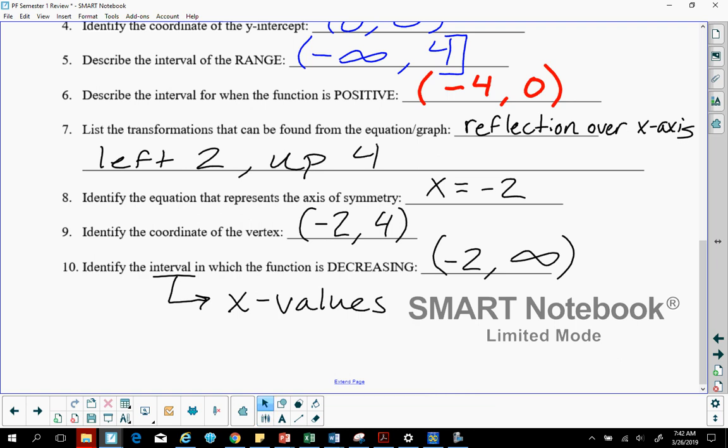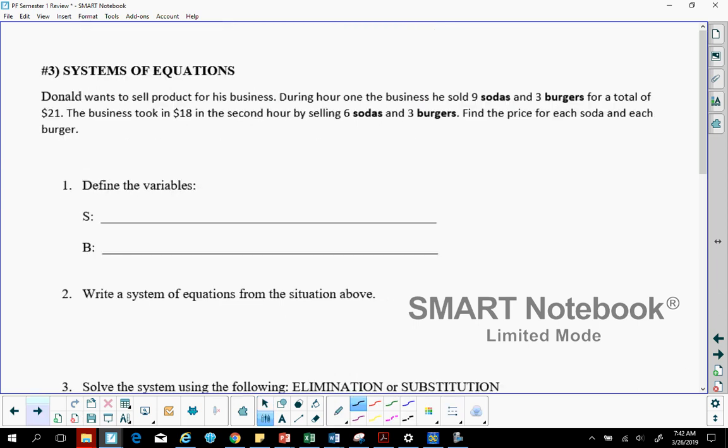Okay, so the last one is going to be systems. And so probably not a lot of you will be doing this one, but you still do need to remember it. We haven't touched it in a while. So what we're going to do is I'm going to be doing the elimination method, and Ms. Thompson will do the substitution method. You only have to pick one of them.